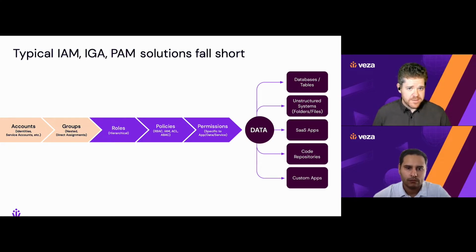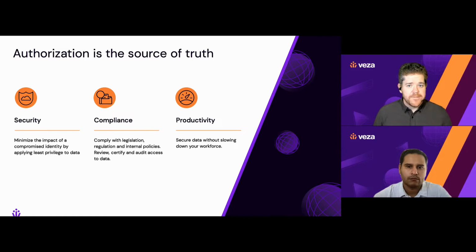So why does data authorization matter? A few things make this important. One is security, right? Of course, most data breaches leverage overprivileged identities, and a key way to reduce this risk is to apply the principle of least privilege at the level of the sensitive data.